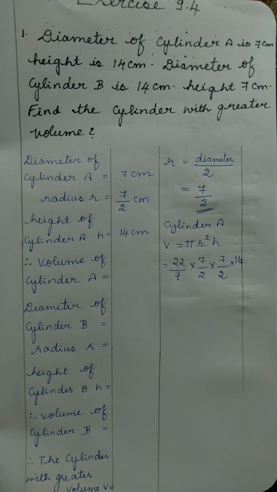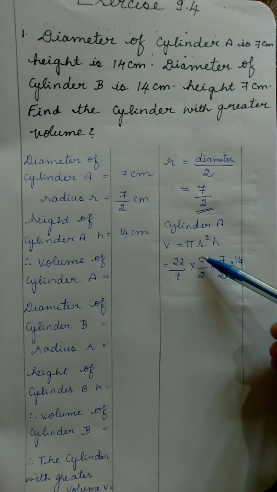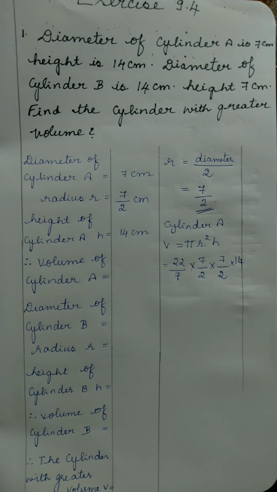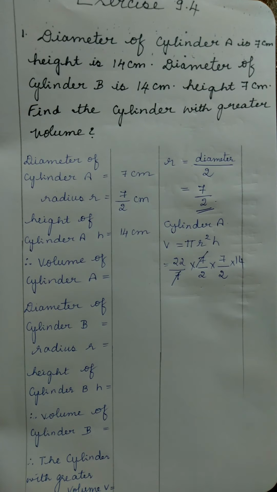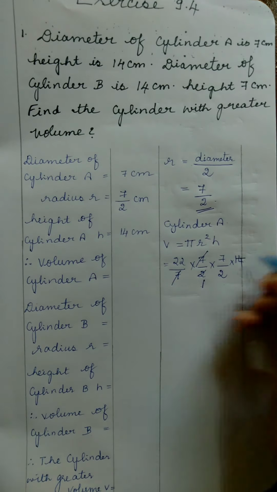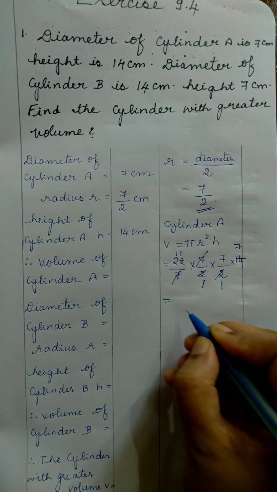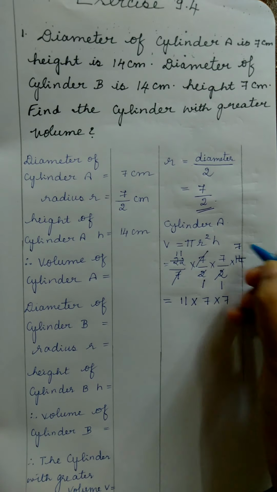Therefore, we will find the volume of cylinder A. Apply the formula. We have V equal to pi r square h. Then substitute the values for cylinder A. Pi is 22 by 7 into radius, we got 7 by 2. Since the radius is squared, 7 by 2 into 7 by 2 into height, that is 14. 7 and 7 get cancelled. So we have 2 ones are 2, 2 sevens are 14. Then 2 ones are 2, 2 ones are 2.